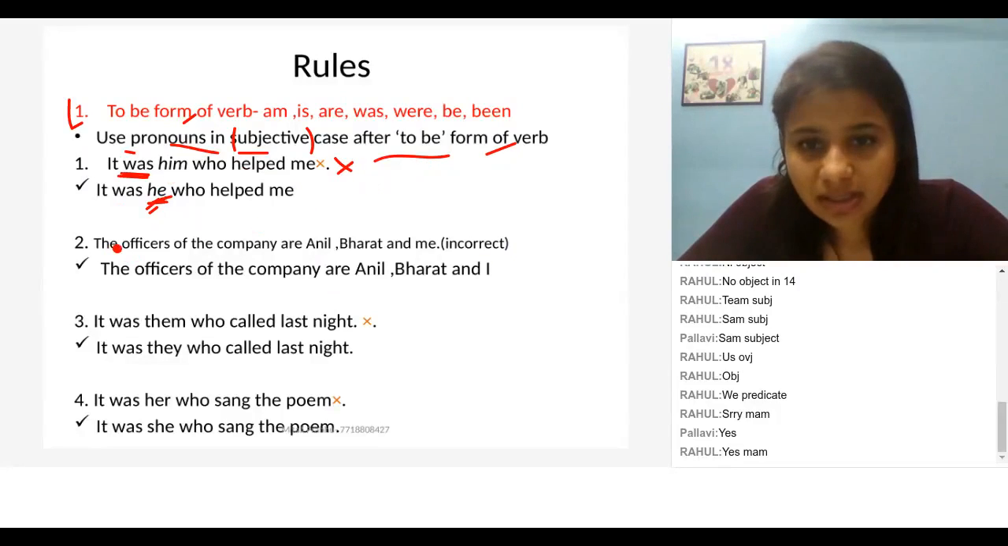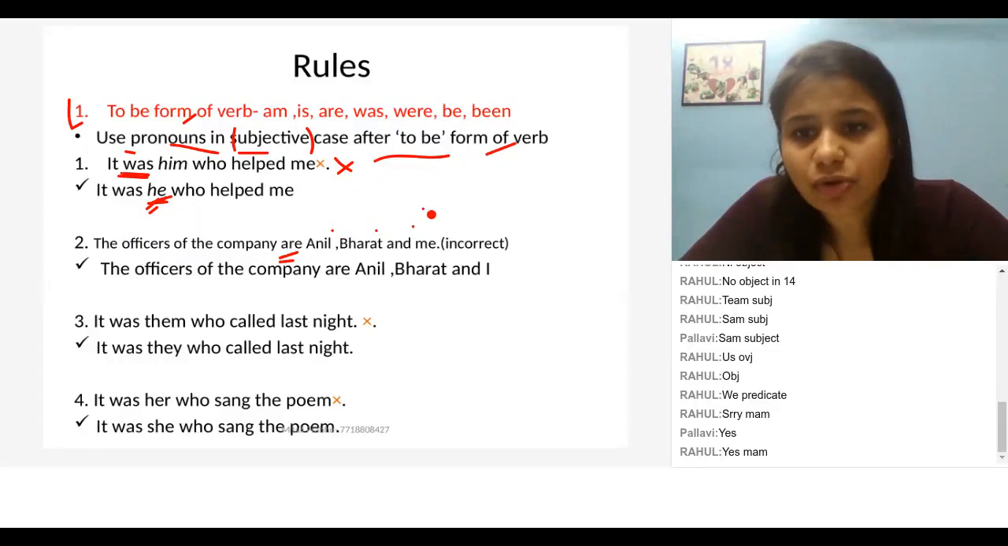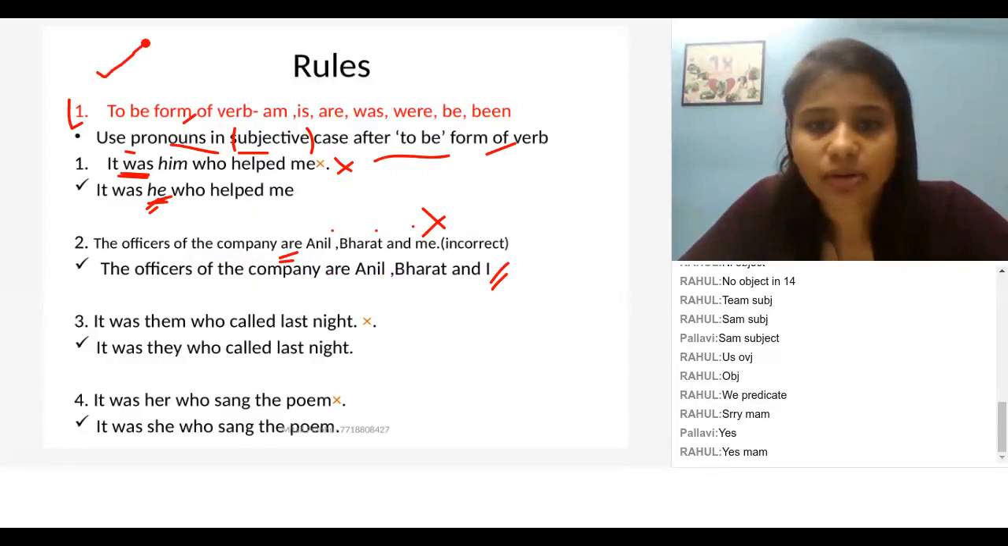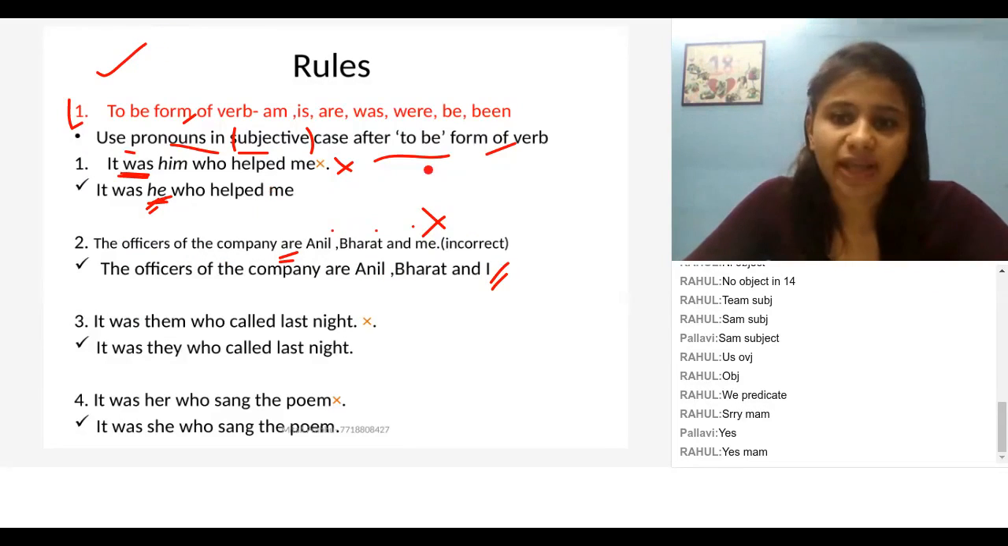Okay. Similarly, if I have this sentence, the officers of the company are. Are is again a to be form. So Anil, Bharat and me is going to be incorrect. And the sentence is going to be: the officers of the company are Anil, Bharat and I. See, these are very important rules. In sentence correction, a lot of times we get these questions.